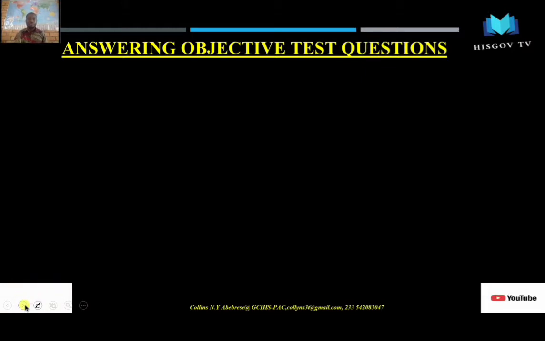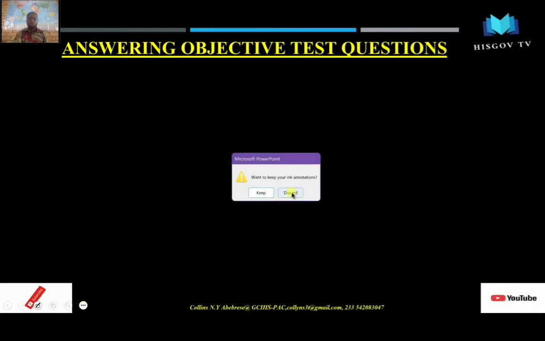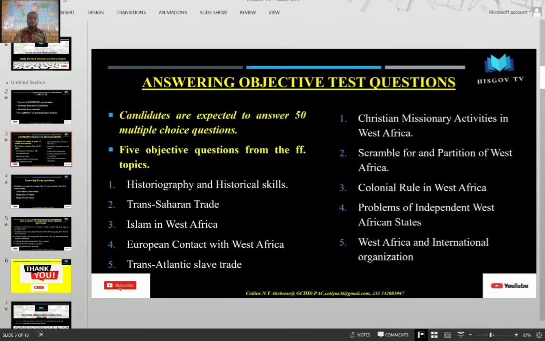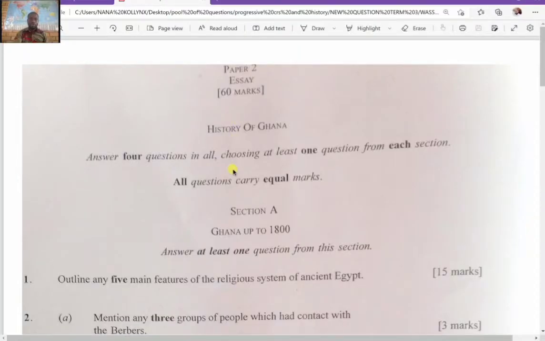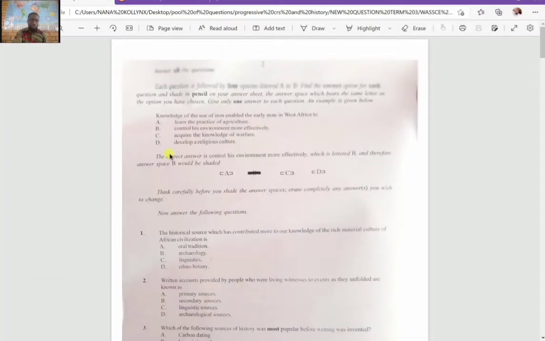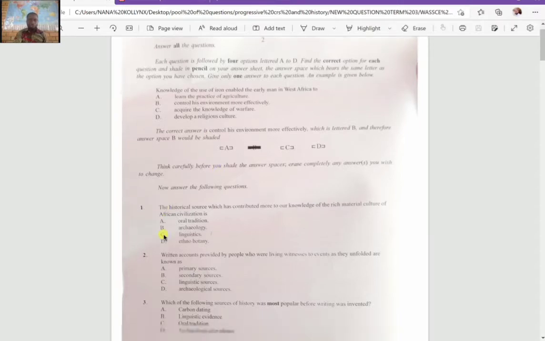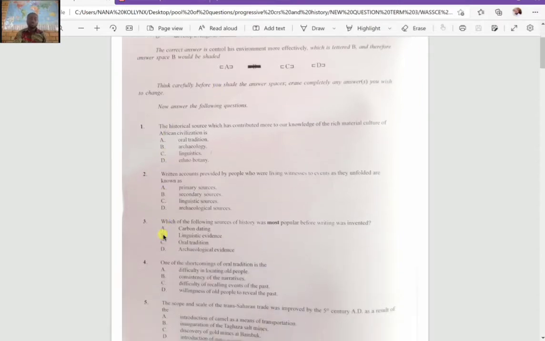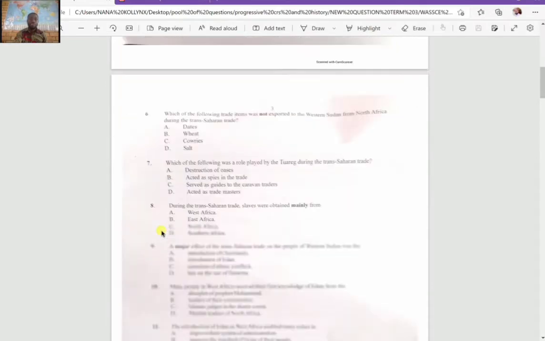So first of all, before that, let's take a look at the survey of what a history paper will look like. Let me show you a typical history paper. Let's begin with the objective paper. This is a typical history objective paper. As you can see here, they are up to 50. So you are expected to answer 50 objective history questions.